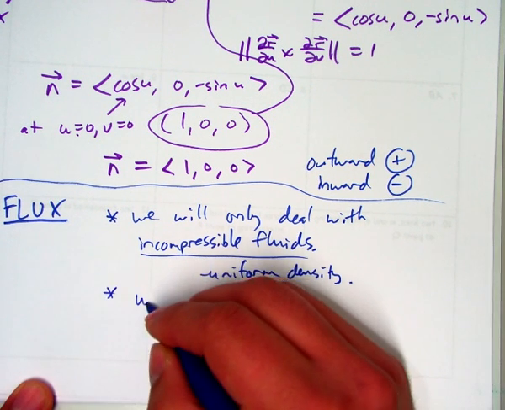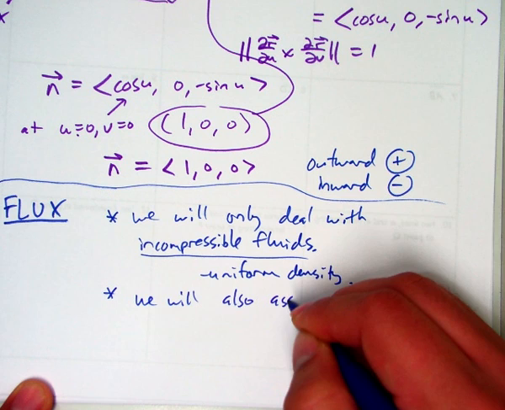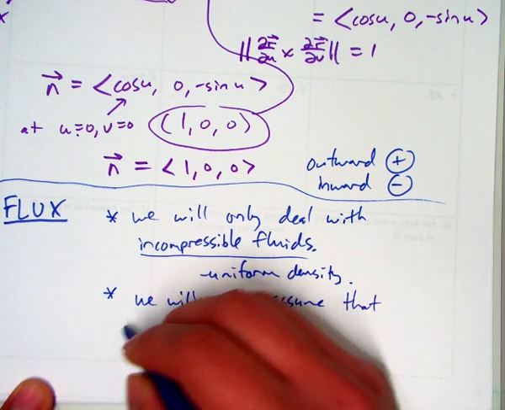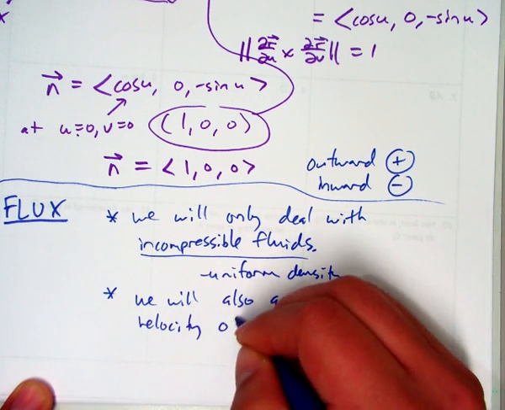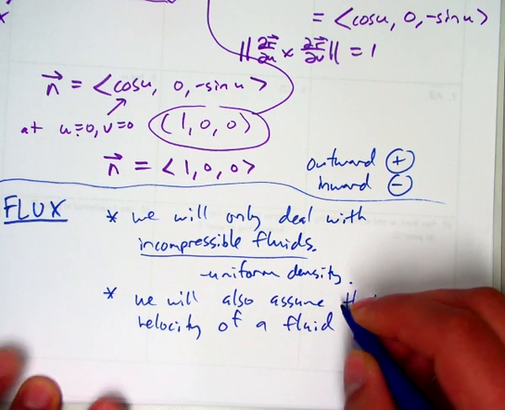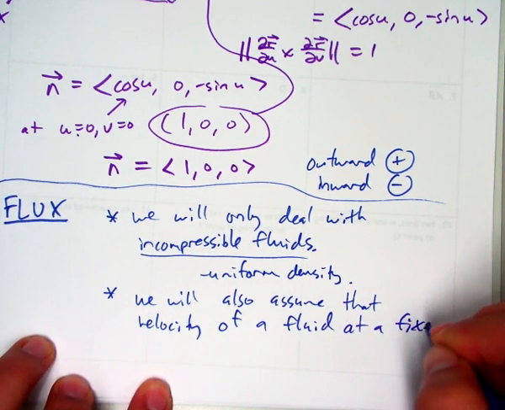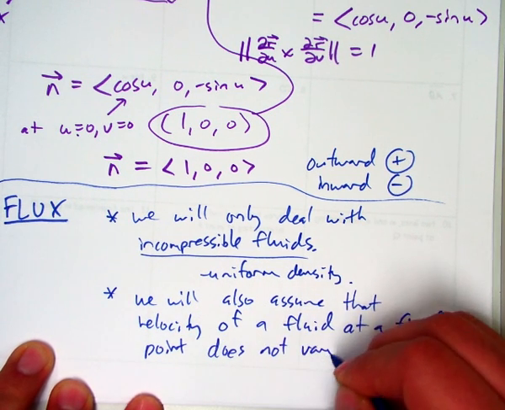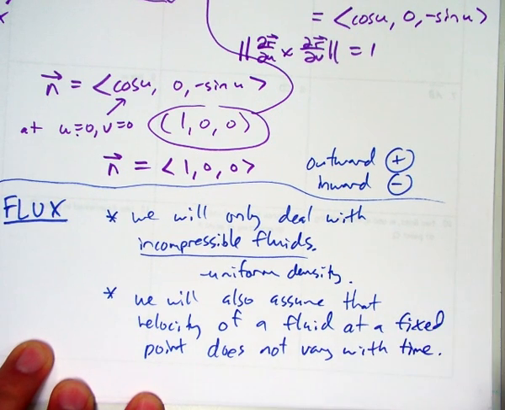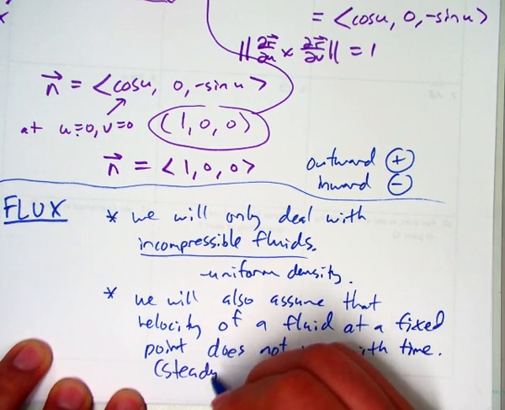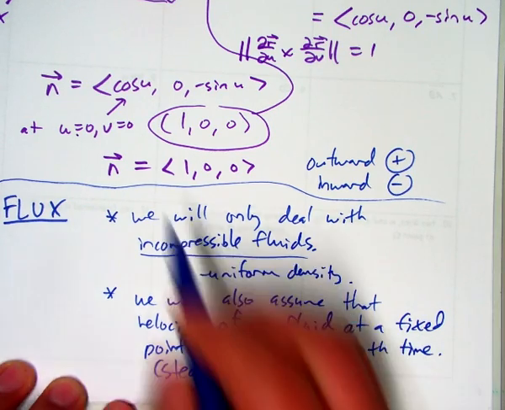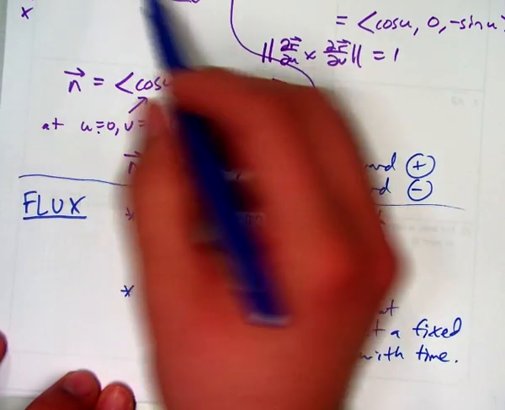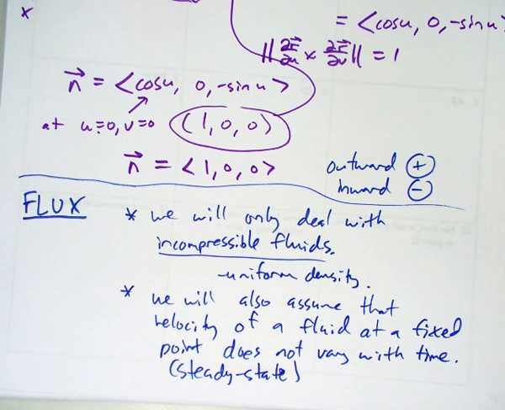We'll also assume that the velocity of a fluid at a fixed point does not vary with time. This is what we call steady state. So, for instance, for the surface that we had above, if I was at one particular point, at that point the velocity is going to be the same. It's not going to change over time. We're not going to have anything crazy like that.